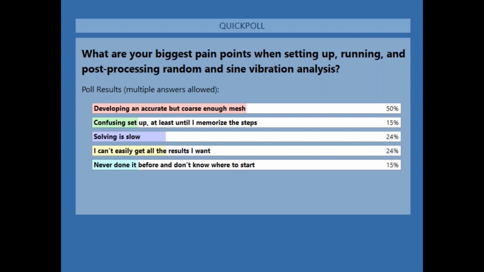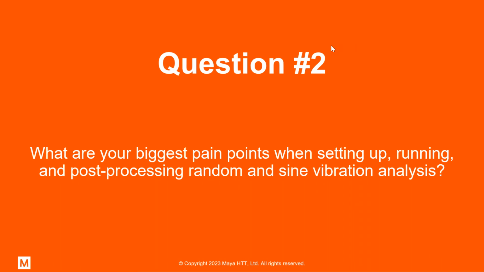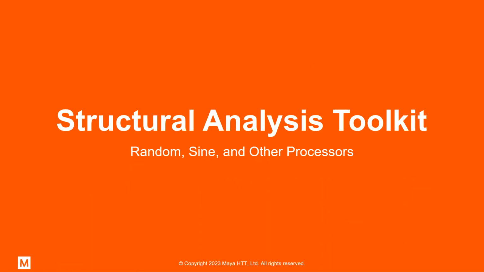And for the random, because it takes so long, you have to spend a lot of time really trying to coarsen up your model, but make sure it's still accurate. Looks like we've got also solving slow and can't easily get all the results you want as well, along with a few for confusing setup and never done it before, don't know why. So let's go ahead, we'll talk about this, and hopefully I can show you how SA Toolkit can really help solve some of those problems for you.